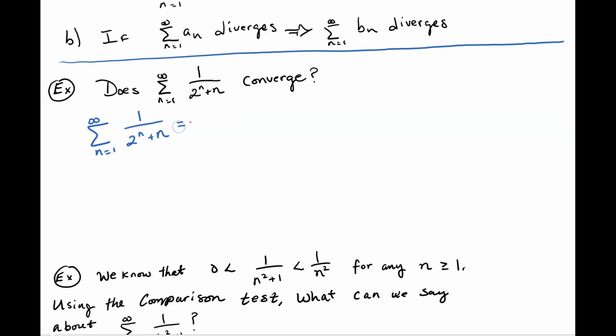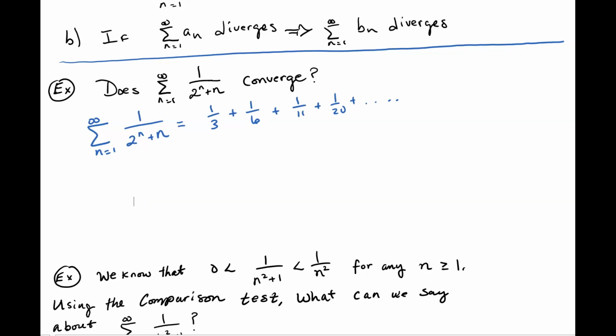So let's think about those values. The first value, when you plug in 1, is 2 to the first plus 1, so 1/3. Plus, let's plug in 2: 2 squared is 4, plus 2 is 6, so 1/6. And so forth. The next ones would be like 1/11th and 1/20th, and so forth.